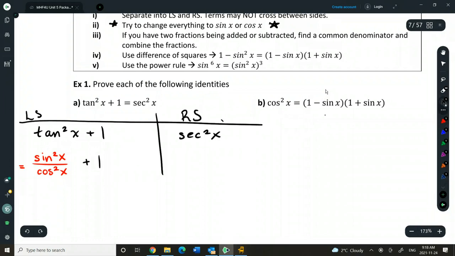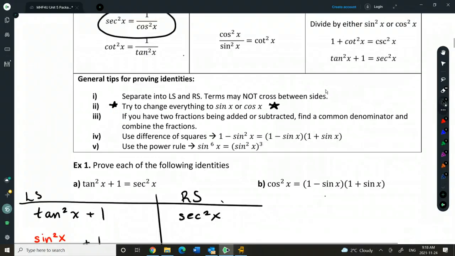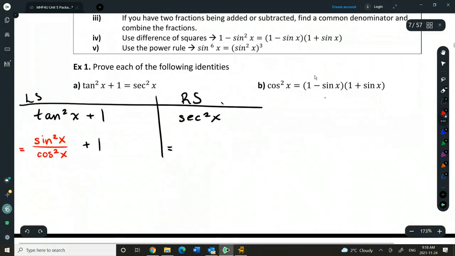Okay, how about secant squared x? Can I get this in terms of a sine or a cosine? Anyone see anything? Oscar? Okay, so secant squared is equal to 1 over cos squared. So I'm going to replace secant with its identity of 1 over cos squared.